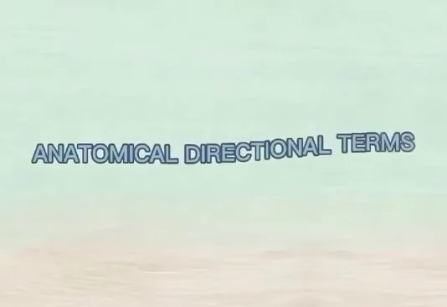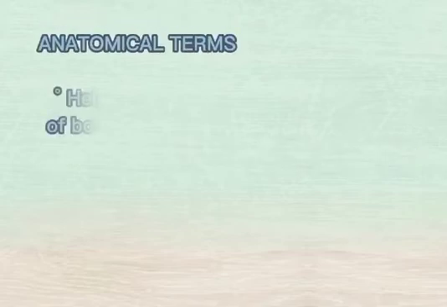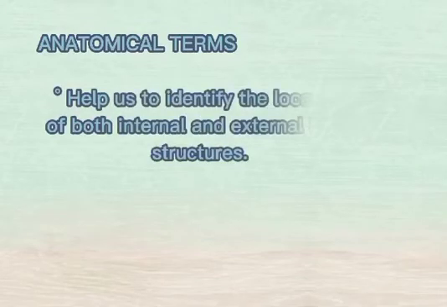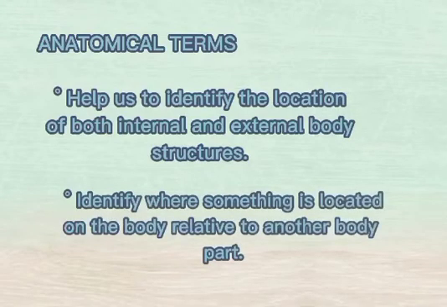In this video, we will be discussing anatomical directional terms, or simply anatomical terms. Anatomical terms help us to identify the location of both internal and external body structures. Most of these terms are used to identify where something is located on the body relative to another body part. These terms refer to the location of human body parts as they occur in the universal anatomical position.